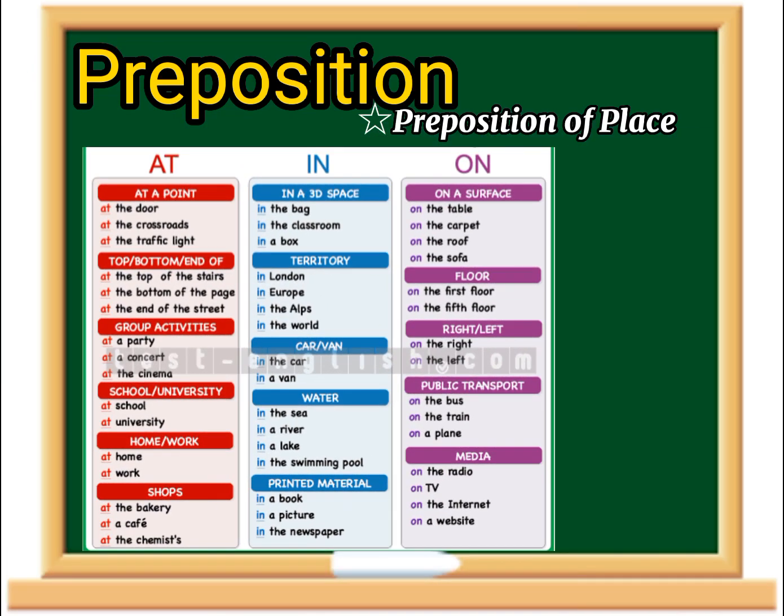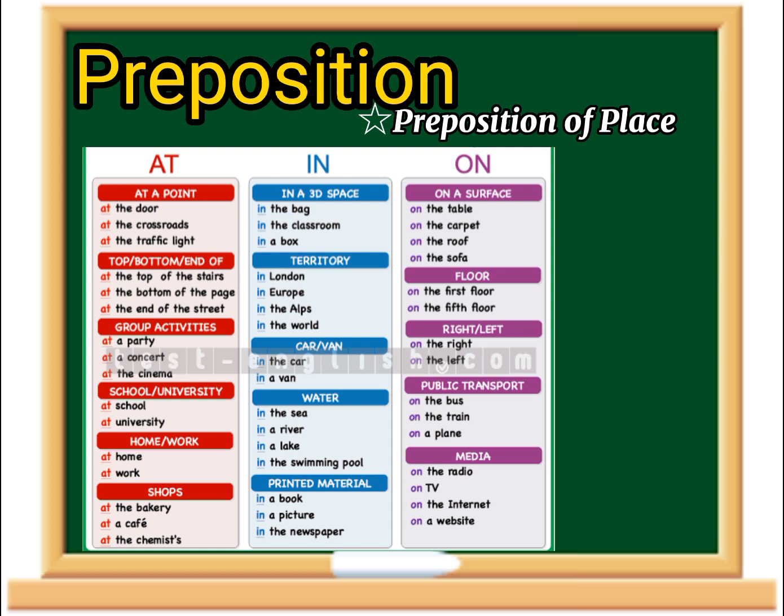So let's see, where do we use at for the places. At is used for some point. It is used for the top, bottom, or end of something. It is also used for group activities, for school or universities, for home, for work, and for shops.